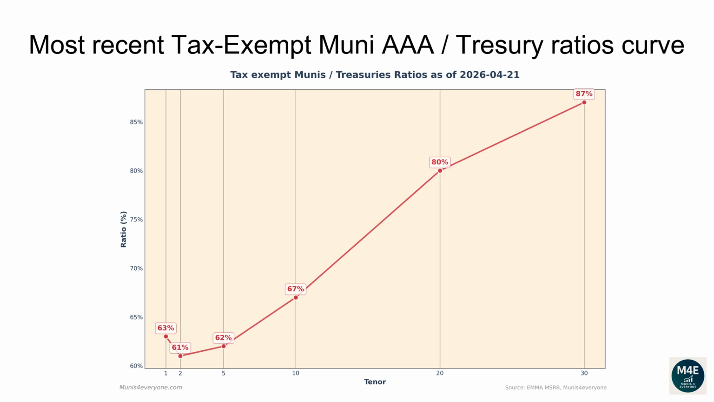The current one-year ratio is 63%. The 2 years ratio is 61%. The 5 years ratio is 62%. The 10 years ratio is 67%. The 20 years ratio is 80%. The 30 years ratio is 87%.